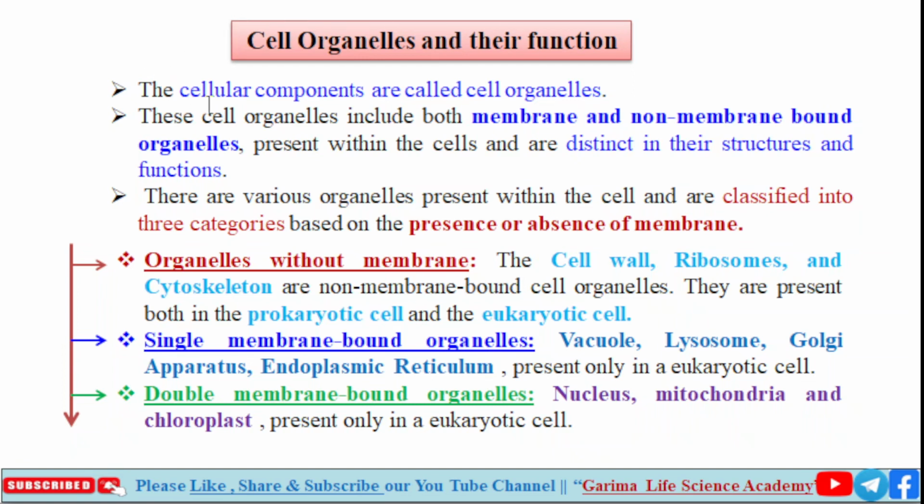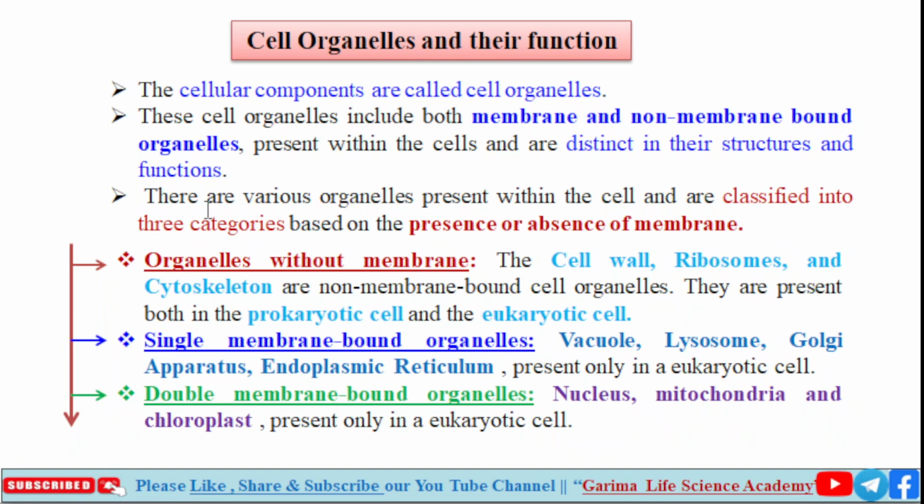The cellular components are called cell organelles. These cell organelles include both membrane and non-membrane bound organelles. There are two types, membrane bound and non-membrane bound organelles, present within the cell, and they are distinct in their structure and function.